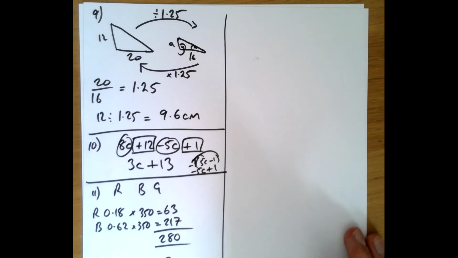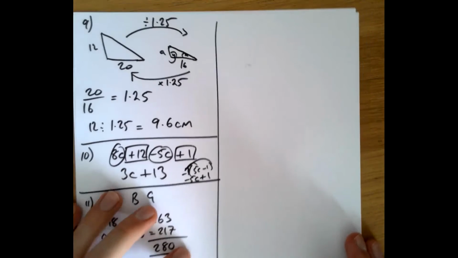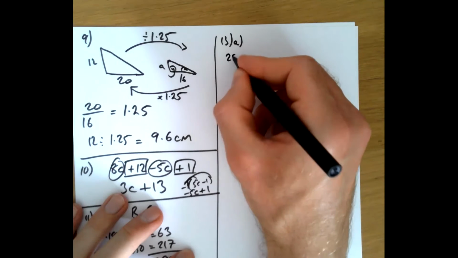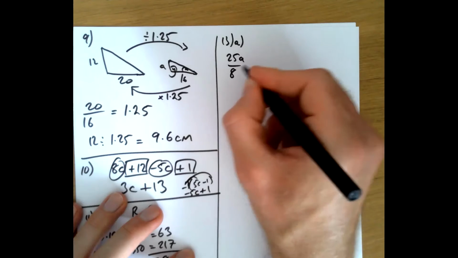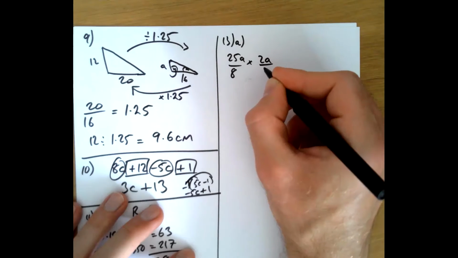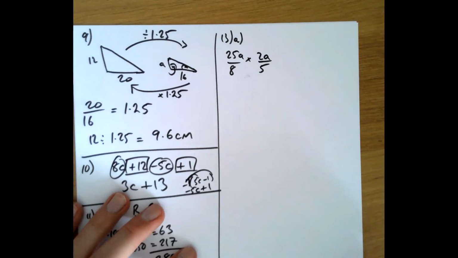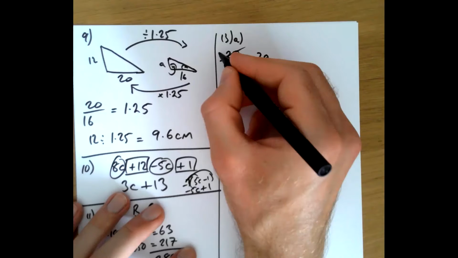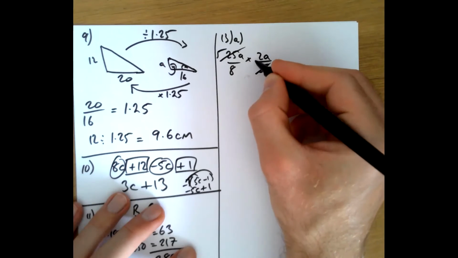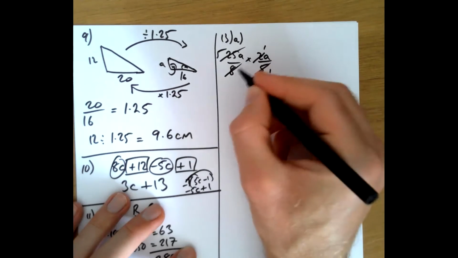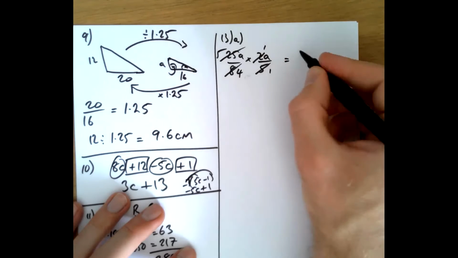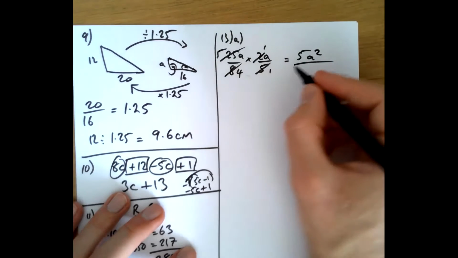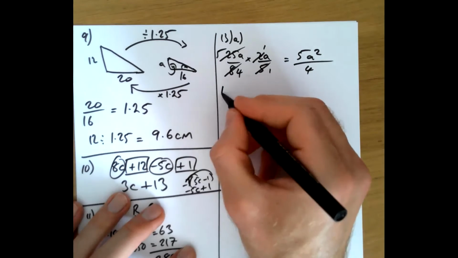So, this one's a bit easier. So we've got 13a. So we've got 25a over 8 times 2a over 5. Write it as a single fraction in its simplest form. I'm just going to simplify it at the beginning. So how many 5s go into 5? 1. How many 5s in 25? 5. How many 2s in 2? 1. How many 2s in 8? 4. Multiply the tops together. So we've got 5 times 1 is 5. A times a is a squared. 4 times 1 is 4. That should be the answer.